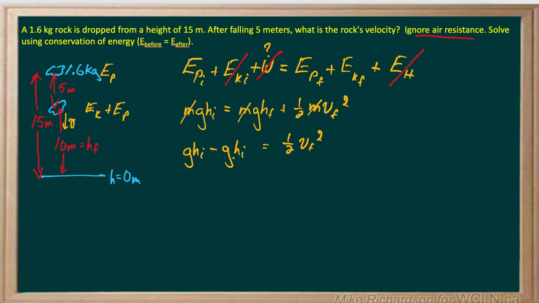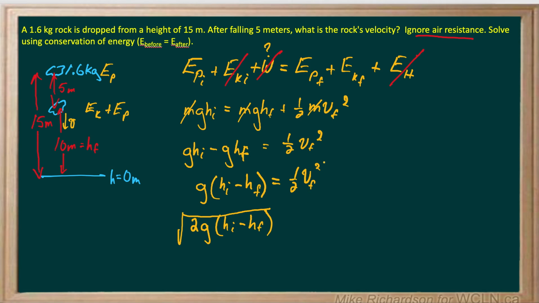Now I can factor out a g if you like. You don't have to do this step, but there's a g in both terms, so I could write this as g times (h initial minus h final). I apologize, this should be an h final right here. And now I want to get rid of the 1/2, so I can multiply both sides by 2 and then take a square root. So I get 2g times (h initial minus h final). And if I take a square root, because my last step was to get rid of this square, I get the square root of 2g(h initial minus h final) is equal to v final.